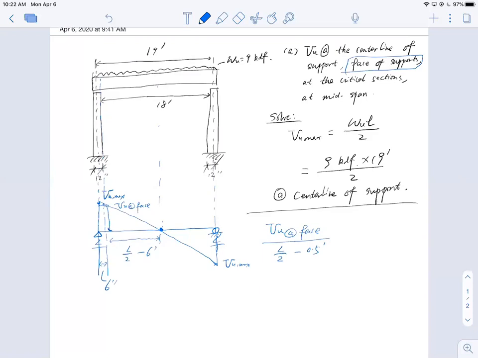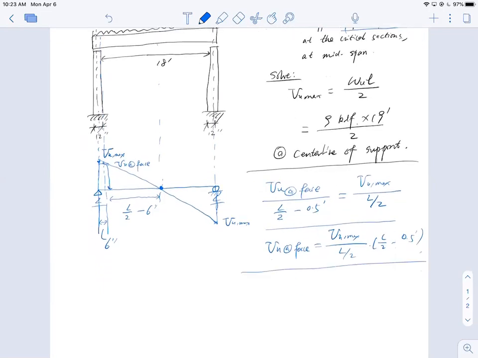So that Vu face divided by that should equal Vu max divided by half L. Similar triangles, right? And from that, I can find the Vu at the face of support. So Vu at face should equal Vu max divided by half L, multiplied by half L minus half a foot. So that's that for the shear at the face of support.